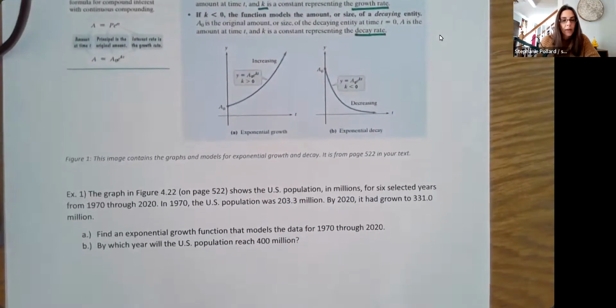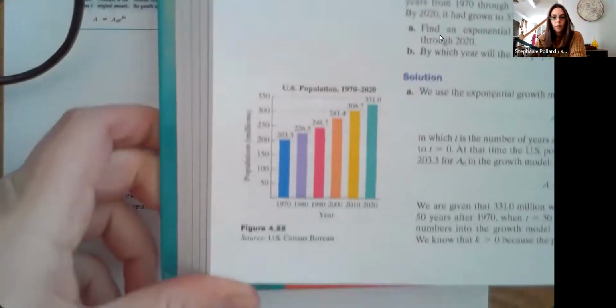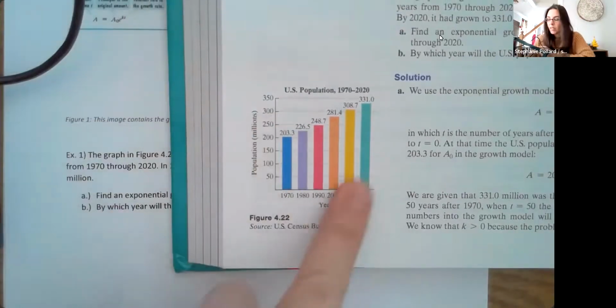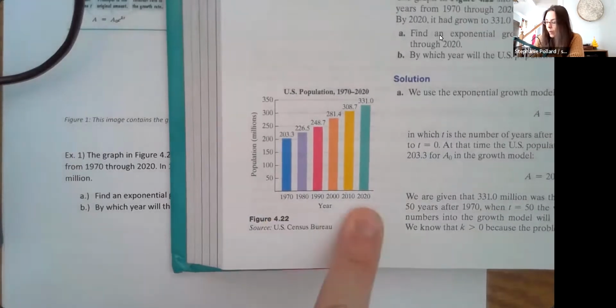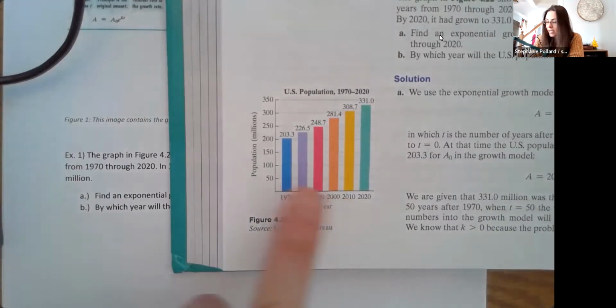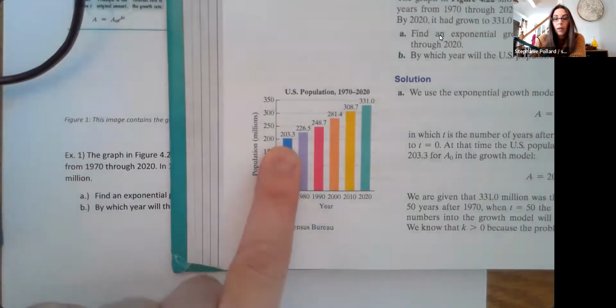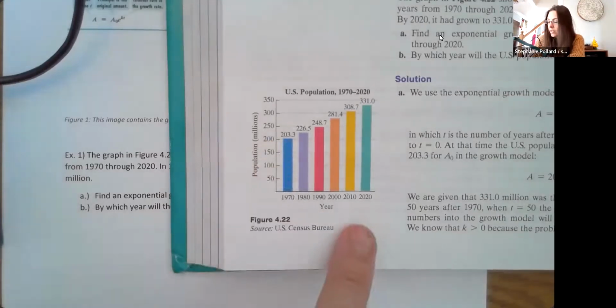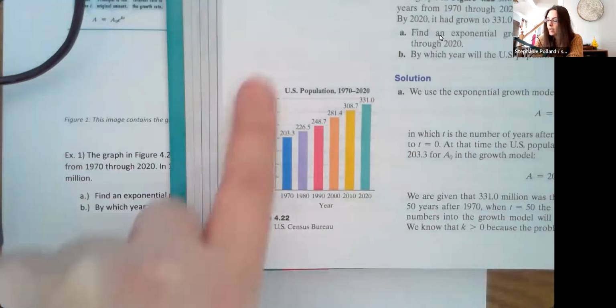So let's look at an example. I'm going to look at the graph in figure 4.22, which is on page 522 in your text. And I'll just show it to you here on the video, but you can look at it on your own at home. And it's just a bar graph here. So it represents the US population for 6 selected years, starting at 1970 through 2020. And the population is given in millions. So in 1970, the population was 203.3 million people. And then in 2020, the population was 331 million people. Okay, so we're going to use this information here in our problem.